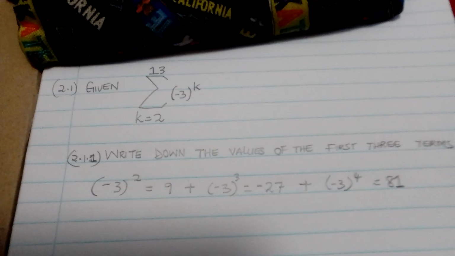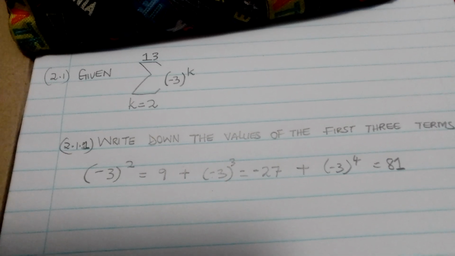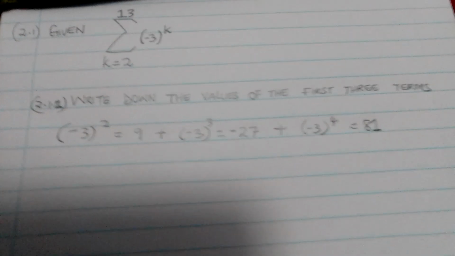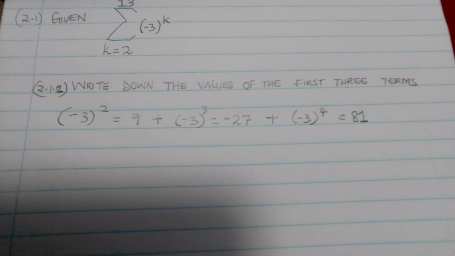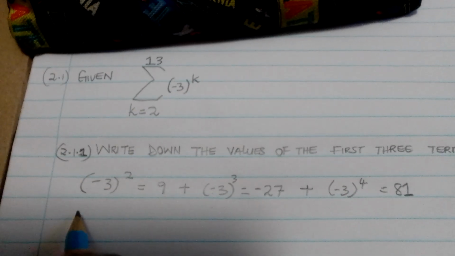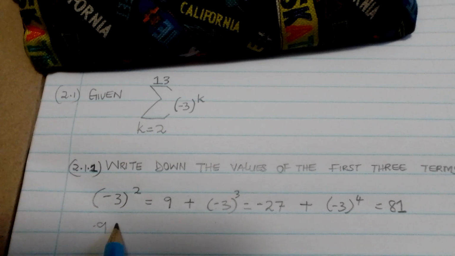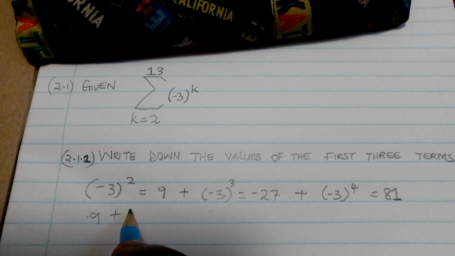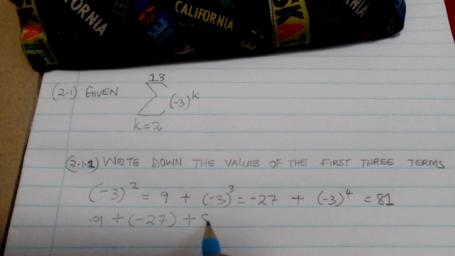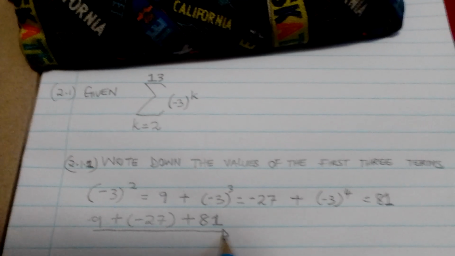And then our next question asks us to write down the value of the constant ratio. The value of the constant ratio. So okay, let's just write our first three terms neatly there. So our first three terms for that particular series are, and that is our final answer for that question.